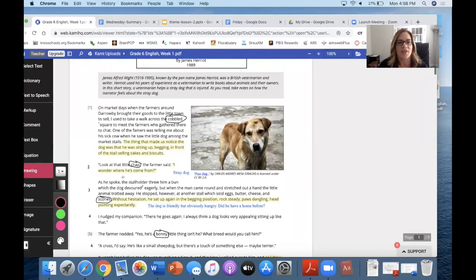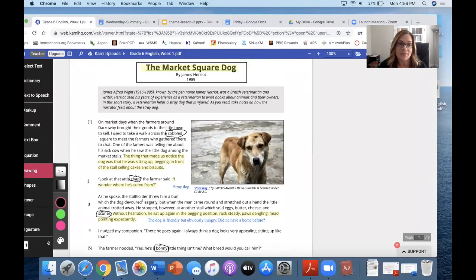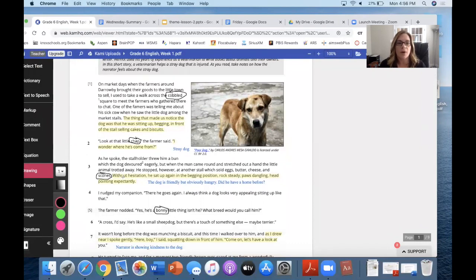The Market Square Dog by James Herriot. On market days, when the farmers around Derby brought their goods to Little Town to sell, I used to take a walk across the cobbled square to meet the farmers who gathered there to chat. One of the farmers was telling me about his sick cow when he saw the little dog among the market stalls. The thing that made us notice the dog was that he was sitting up, begging, in front of the stall, selling cakes and biscuits.